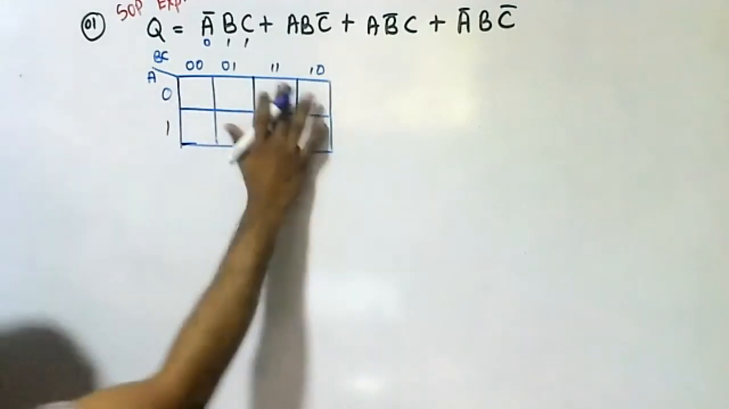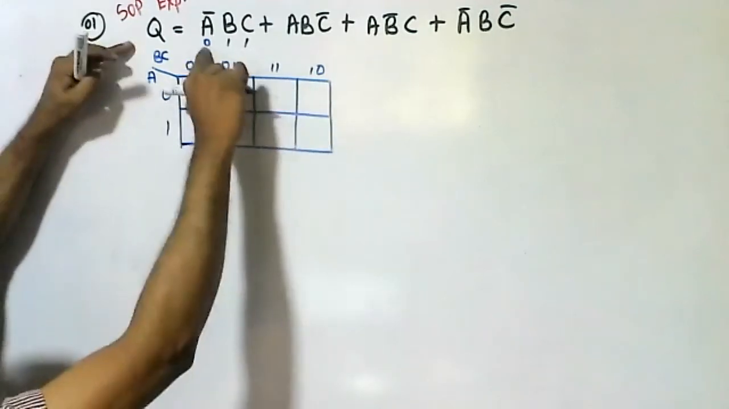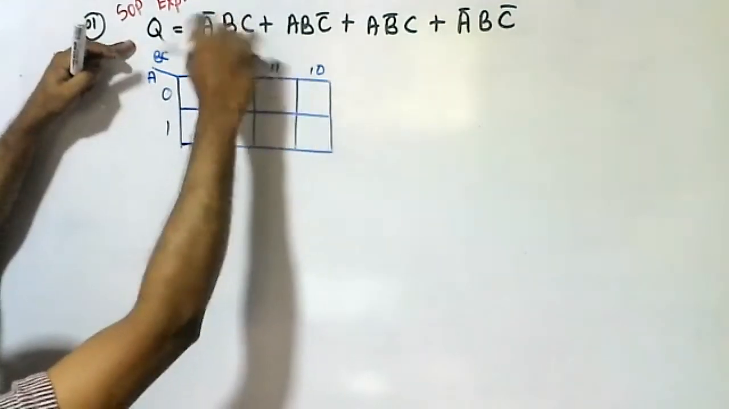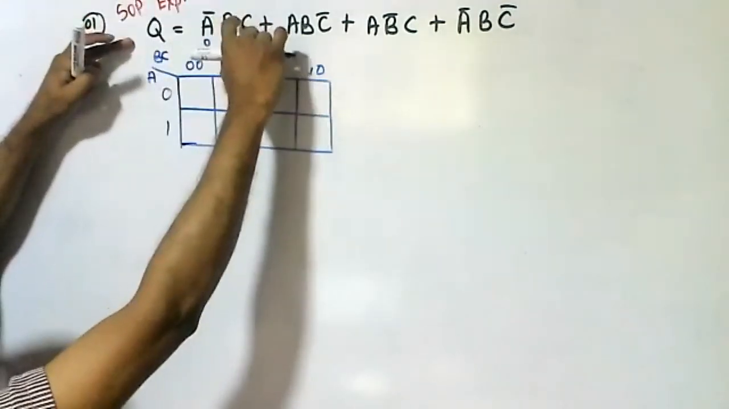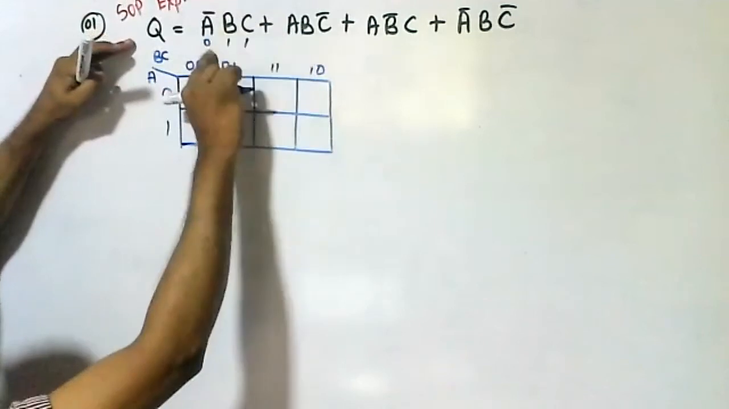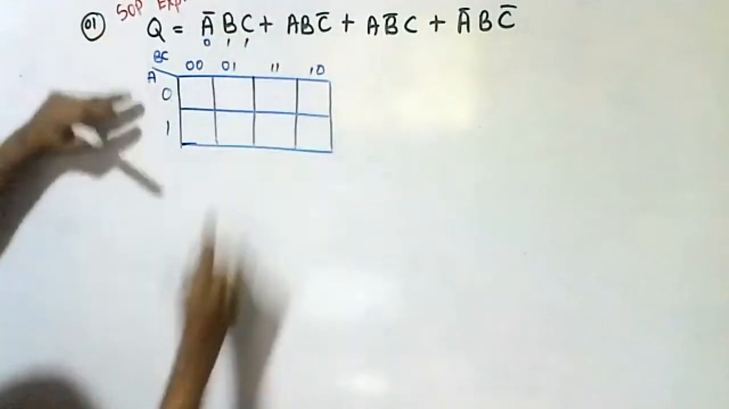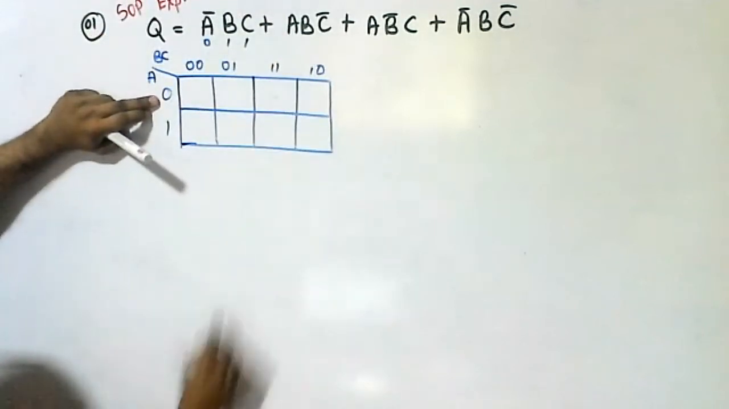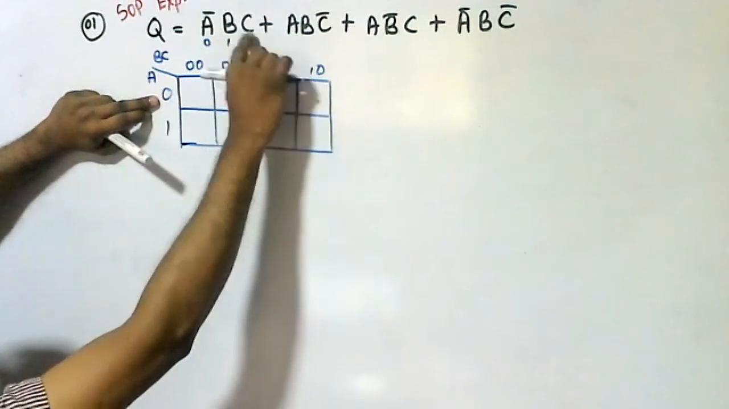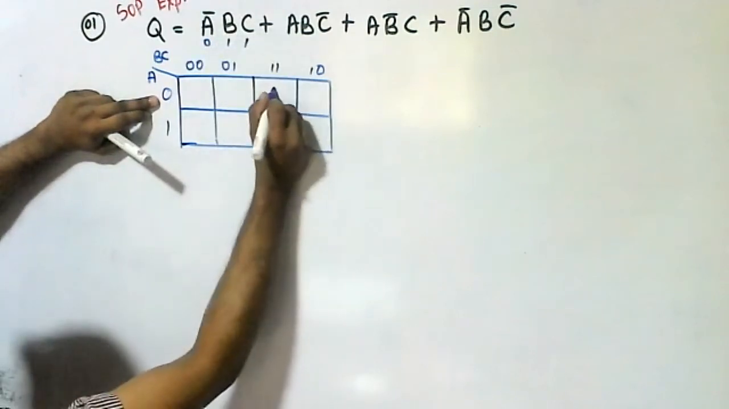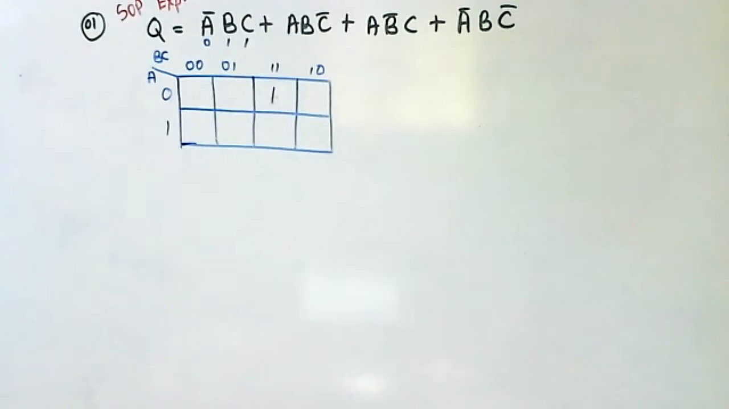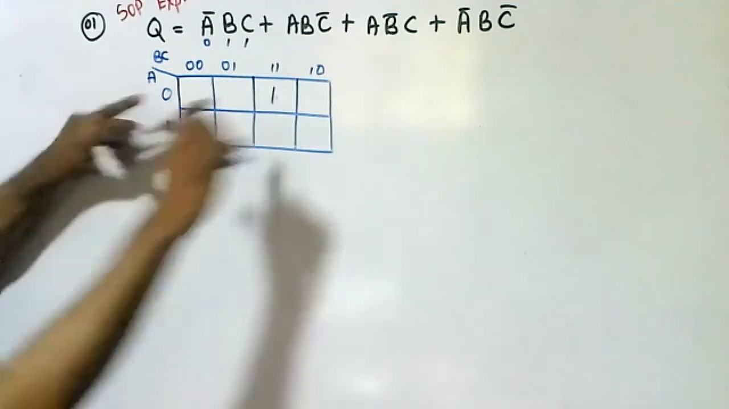Okay, again I'll repeat it. A bar BC is the min term given in the SOP expression. First min term, A bar BC. That means 0, 1, 1. So A bar here, 0. BC, B and C, 1, 1. So 1, 1 means here 1. Clear? Students, is it clear? Yes, sir. Right. I'm coming to second min term.